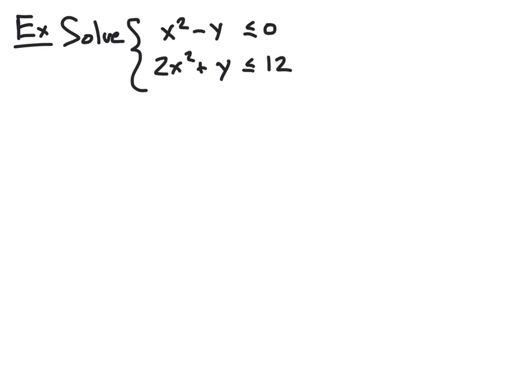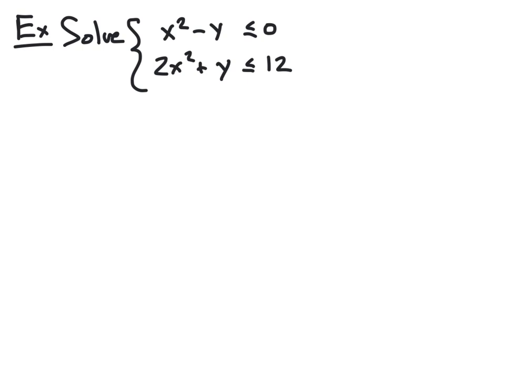In this video, we want to take a look at how to solve a system of nonlinear inequalities, such as the one shown here, consisting of x squared minus y less than or equal to 0, and 2x squared plus y less than or equal to 12. As with any system of inequalities, the first step is to graph the corresponding equations.